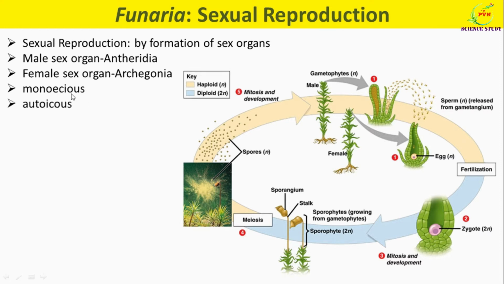However, the antheridia and archegonia are developed on different branches of the same plant. So, Funaria is autoecious. In Funaria, the antheridia develop first before the archegonia are developed, thus avoiding self-fertilization and favoring cross-fertilization. This condition is known as protandrous condition.